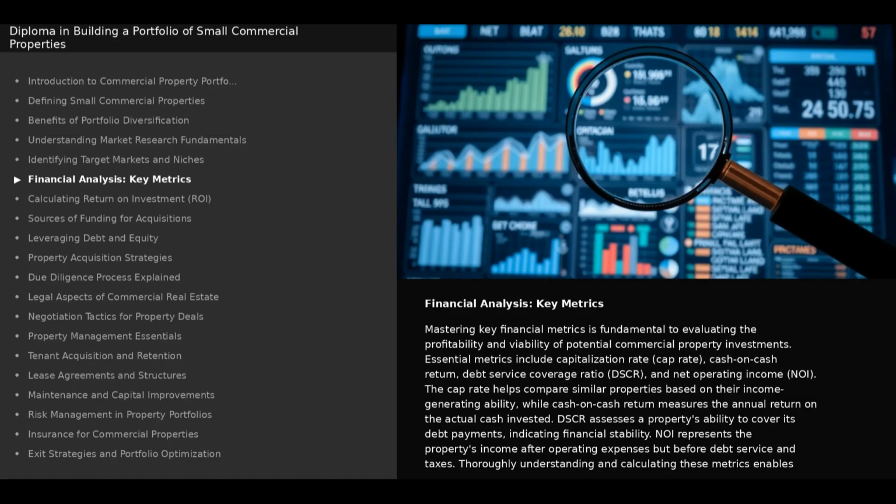NOI represents the property's income after operating expenses, but before debt service and taxes. Thoroughly understanding and calculating these metrics enables investors to make sound, data-driven decisions. These calculations provide a clear picture of a property's financial health. They are indispensable tools for any serious investor.